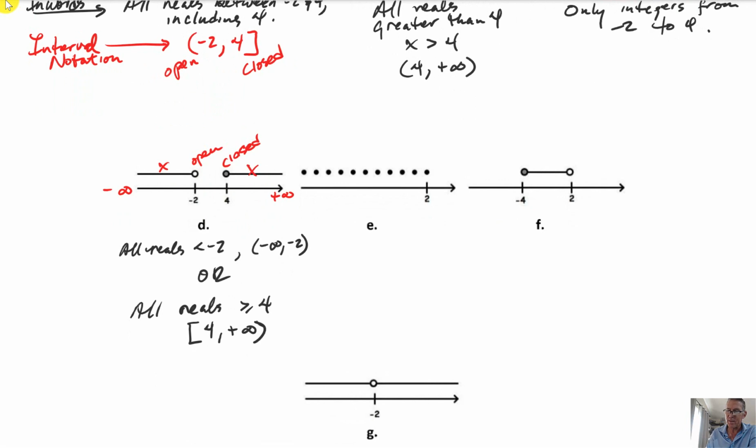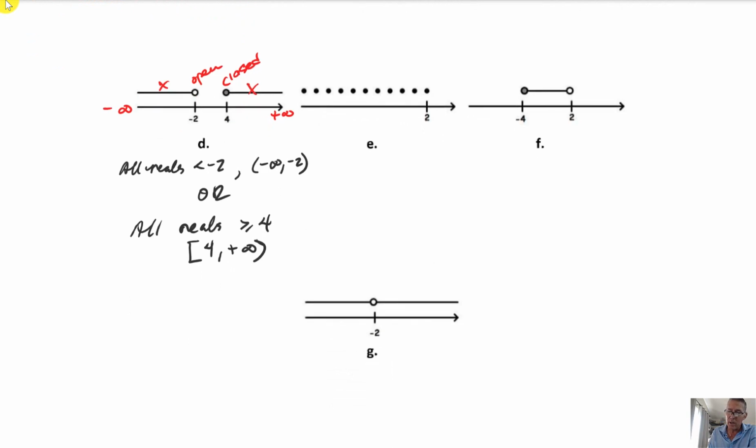So if you want to write this using a union symbol, like you talked about in Algebra 2, you can do that as well. You can go open at negative infinity, comma, negative 2, union, closed 4, comma, positive infinity. Okay, that's how you write the statement using the union symbol right here.